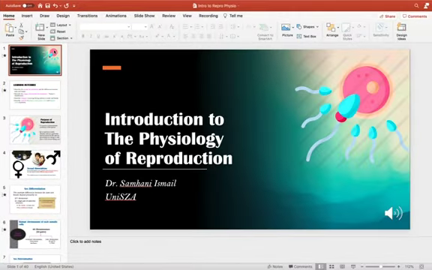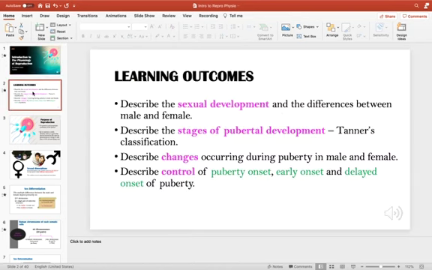Introduction to Physiology of Reproduction. Learning outcomes: describe the sexual development and differences between male and female; describe the stages of pubertal development; describe changes occurring during puberty in male and female; and describe control of puberty onset, early onset and delayed onset.